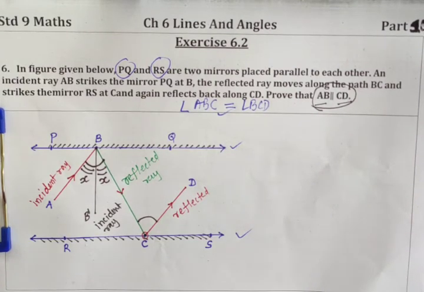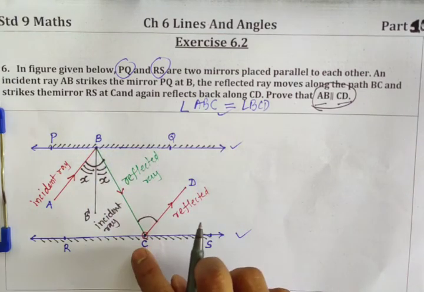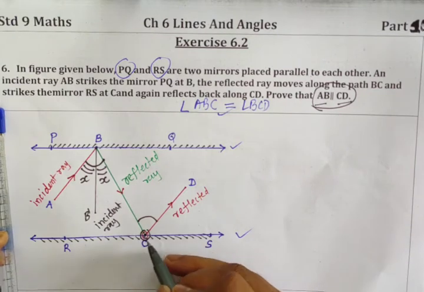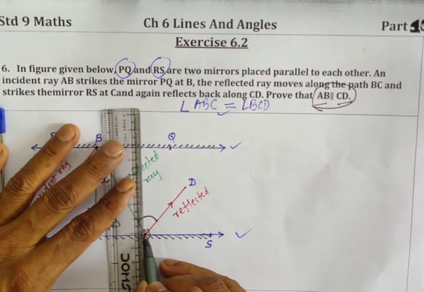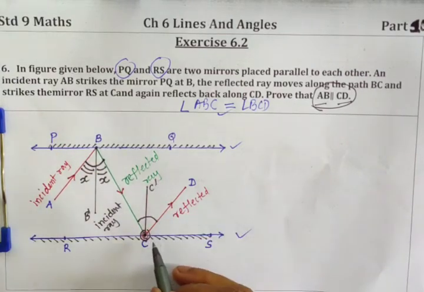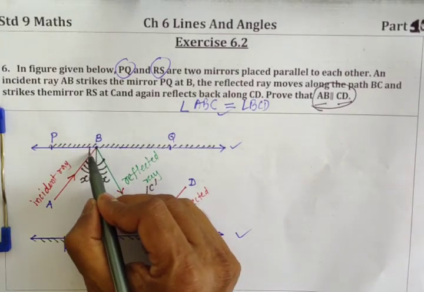Alright. Now, for mirror RS, the green ray is the incident ray and the red ray is the reflected ray, and the point of incidence is C. So let me draw the normal at the point of incidence. Let me say this is CC dash. Alright. Let me tell you the symbol for the normal.